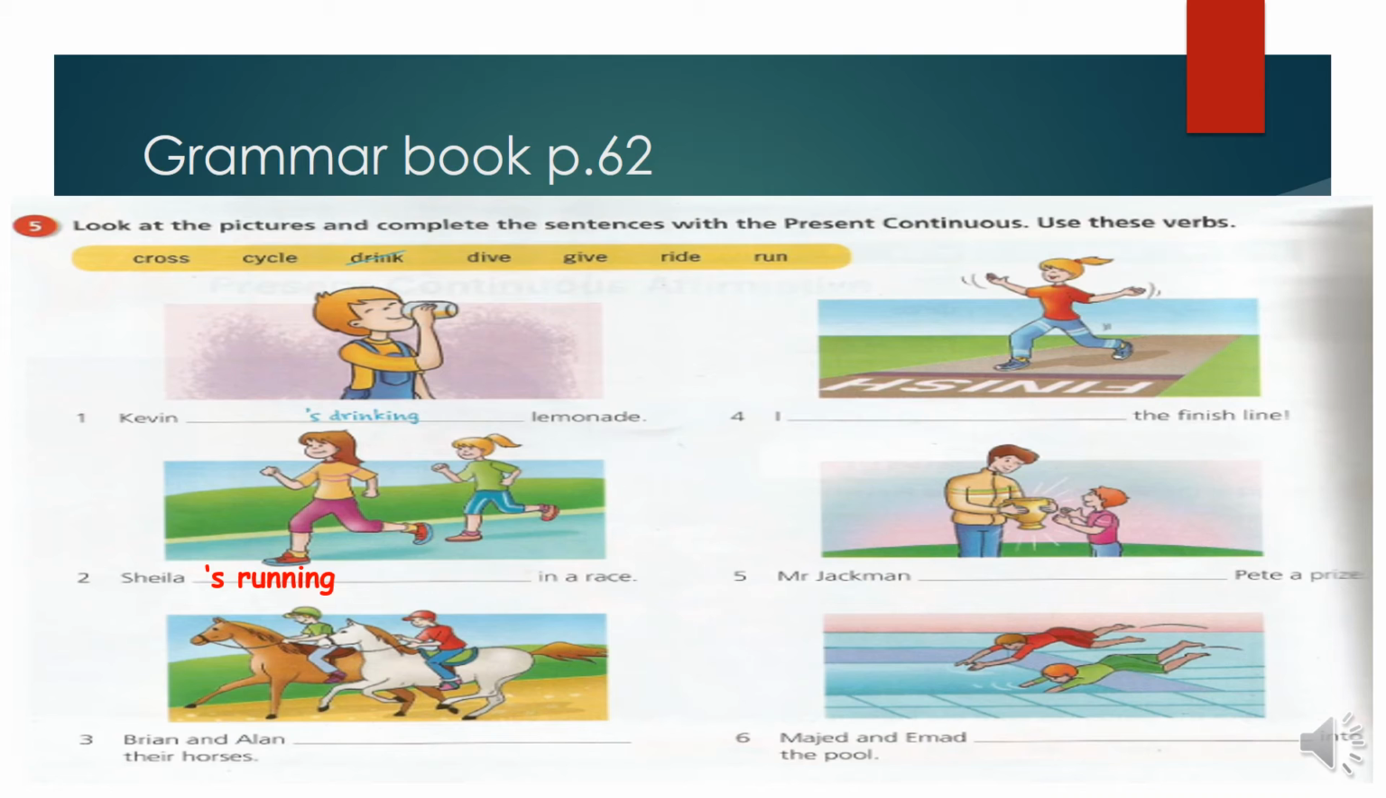Number 3. Bran and Alan are riding their horses. Number 4. I'm crossing the finish line. Number 5. Mr. Jackman is giving Pete a prize. Number 6. Majid and I are diving into the pool.